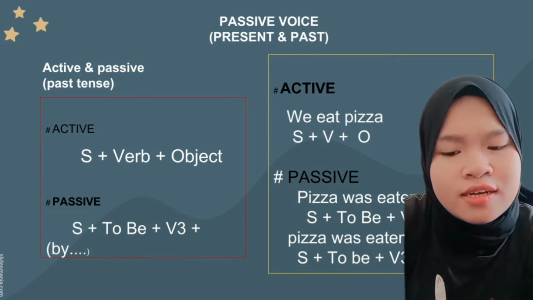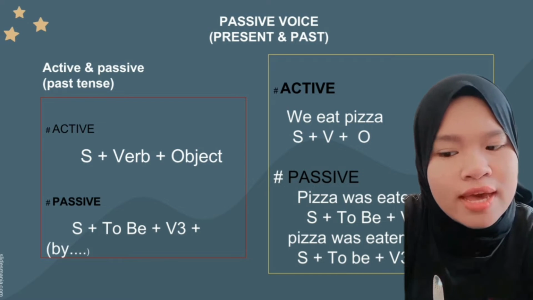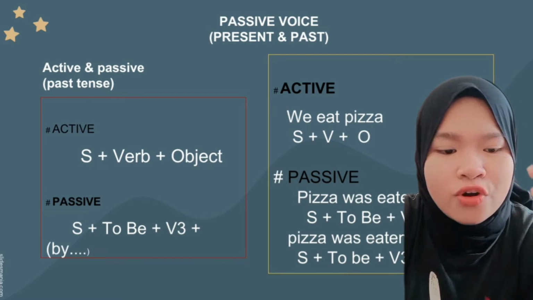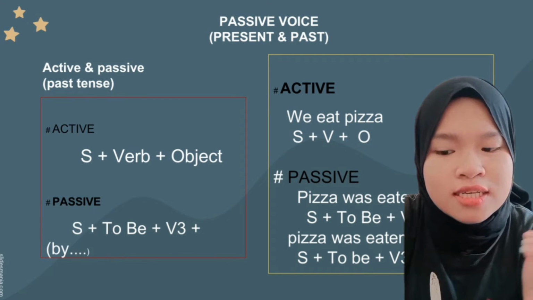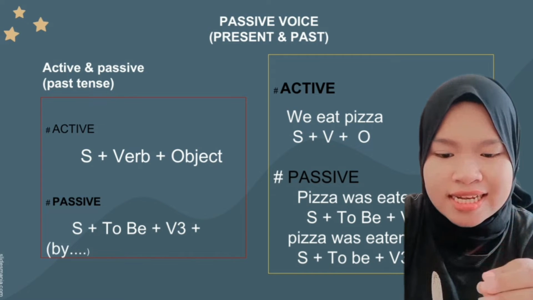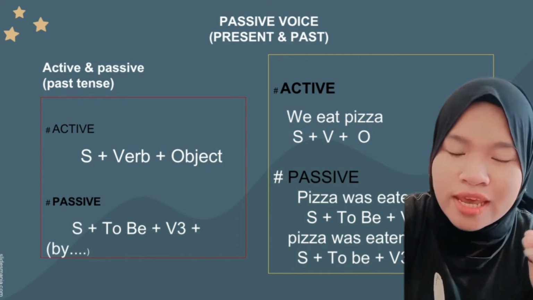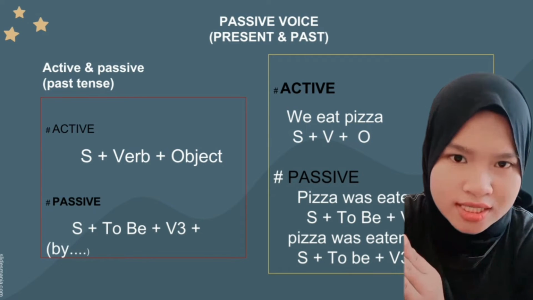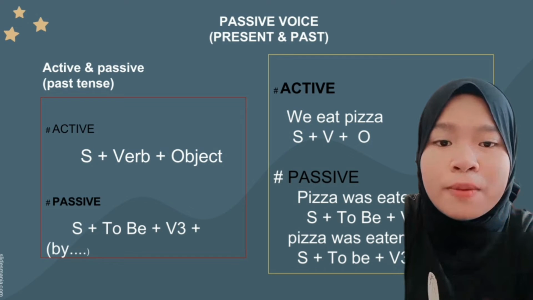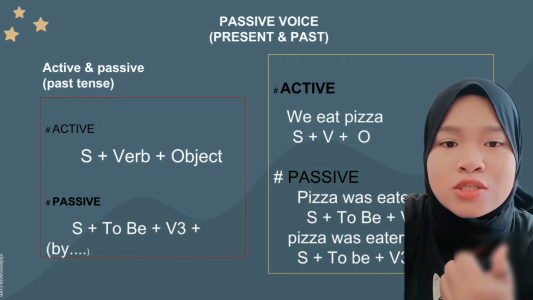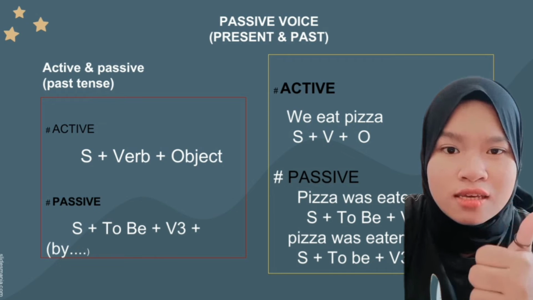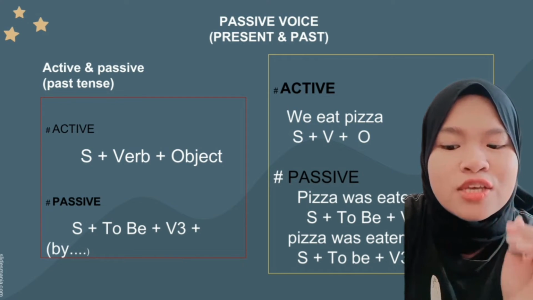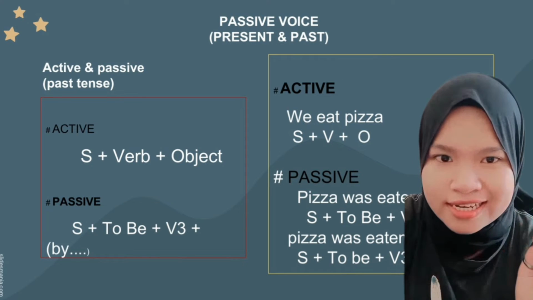So, for the passive sentence, the object of the active sentence is pizza. We move the pizza to the front, and the sentence becomes "Pizza was eaten." So it is subject plus to be plus verb 3 plus by, where to be is "was" because we use the simple past tense. In the simple past tense, to be is was and were. Verb 3 is eaten, so the verb is changed to eaten.